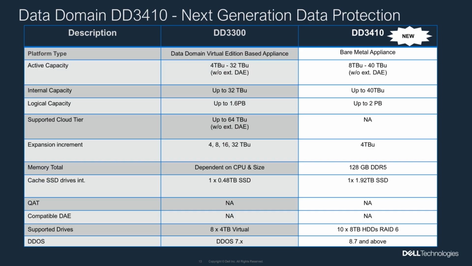The Data Domain DD3410 supports dynamic licensing with 4 TBU increments. It comes along with one cache SSD of 1.92 terabytes in size for metadata to accelerate data access, which helps in improved performance. The Data Domain DD3410 does not include hardware-assisted compression, QAT, for compression and decompression, and instead uses software compression for compression and decompression. It doesn't support controller upgrade, cloud tier, or external disk array enclosure. The Data Domain DD3410 comes with the latest DDOS 8.7 and supports DDOS 8.7 and above.